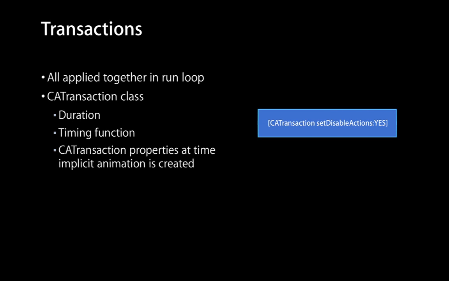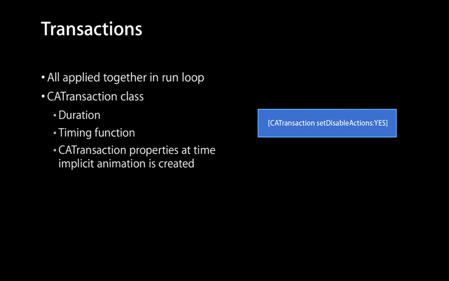Sometimes you don't want an animation. So for example, if you have a gesture recognizer and the user is moving an object around the screen, you don't want to lag while the animation animates the point. You want that to be applied as fast as possible. So the way you do that is by calling the CA transaction class method called setDisableActions with the parameter yes.